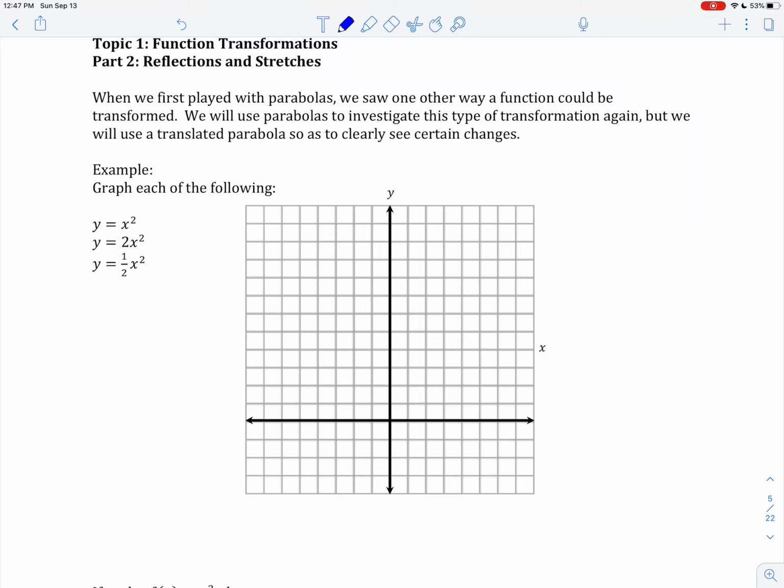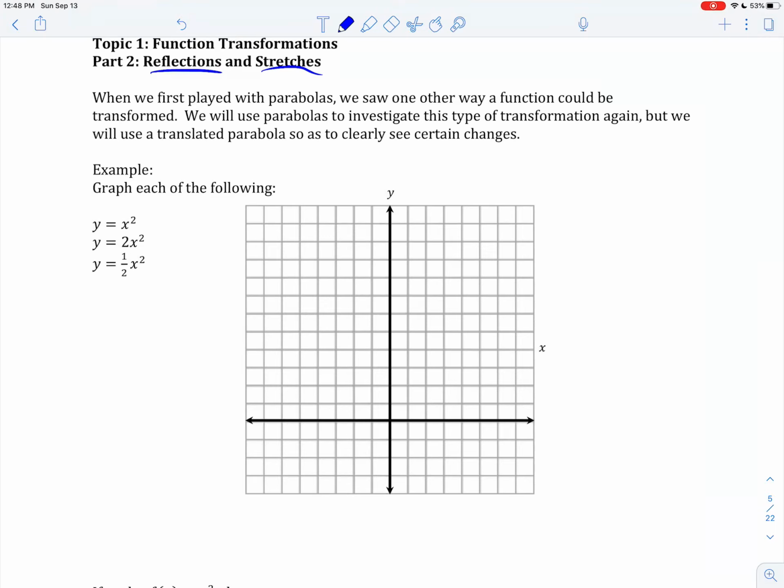Welcome back to Function Transformations. Last class we talked about translations, moving things left, right, moving them up, down. Today we're going to talk about two concepts. One is a reflection and one is a stretch. We've seen both of these with parabolas limitedly before, and really only vertically. So we're going to look at this vertically with parabolas to get a sense of what's going on, and then we'll talk about how that happens horizontally as well.